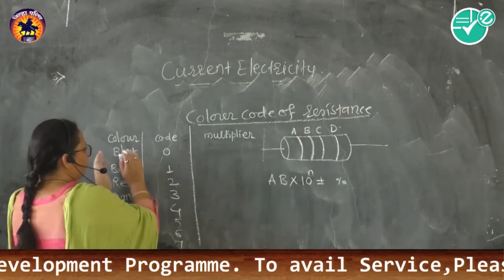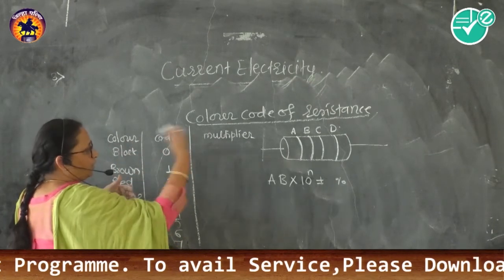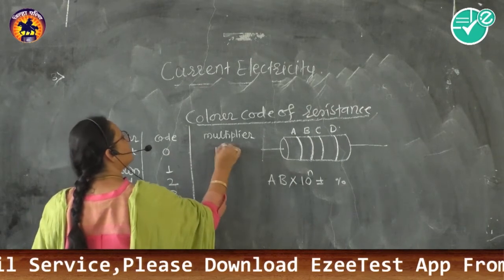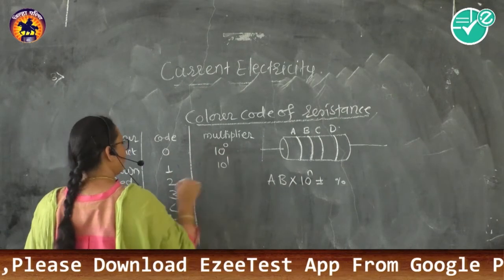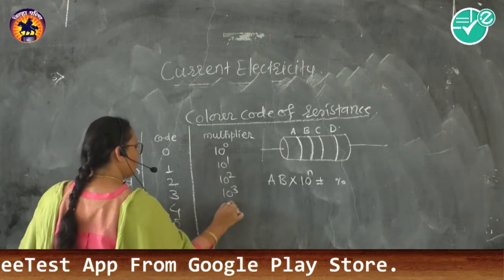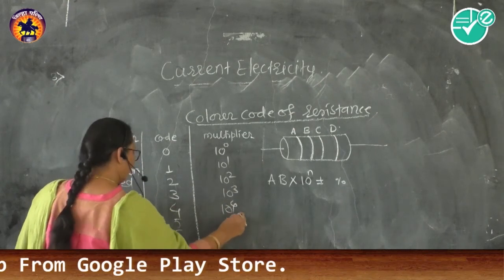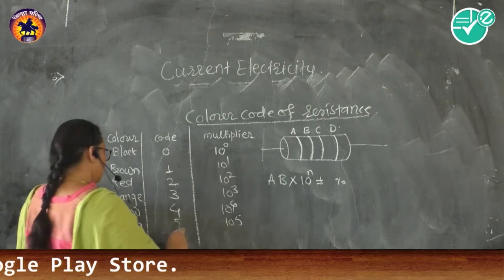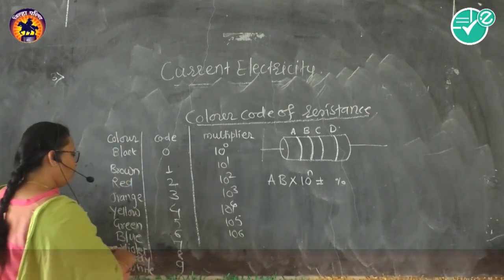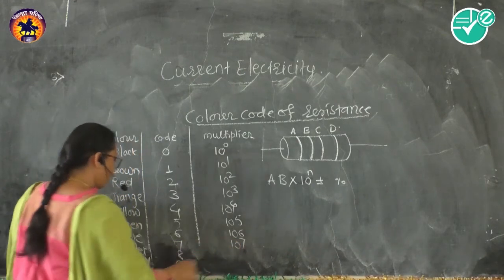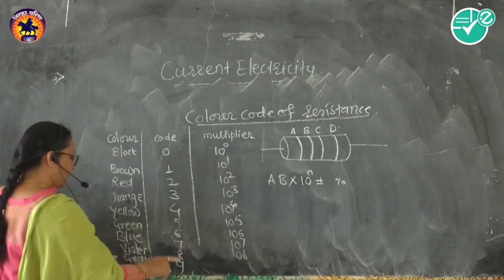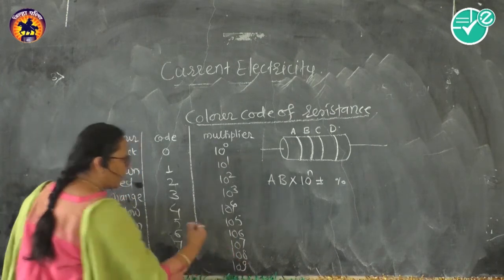And the multiplier means whatever its code is, that will be the power of 10. That is, for black 0, that means 10 to the power 0, then 10 to the power 1, 10 to the power 2, 10 to the power 3, 10 to the power 4, 10 to the power 5 for green. For blue, that is 10 to the power 6, violet 10 to the power 7, grey 10 to the power 8, and white 10 to the power 9.